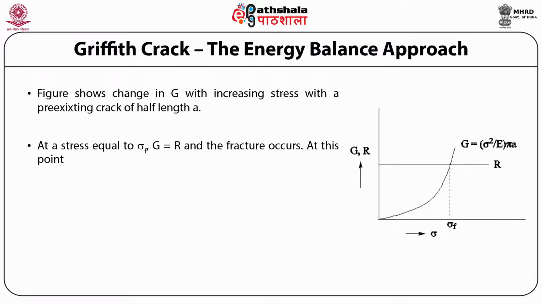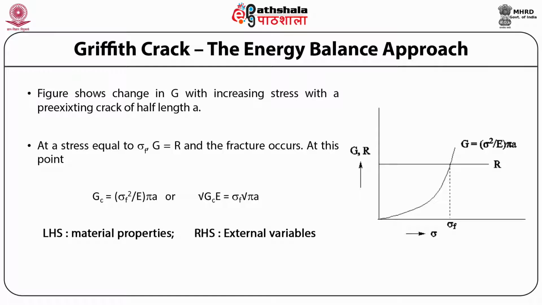So at this point, Gc equals sigma F squared by E multiplied by pi a. We can also write root of Gc multiplied by E equal to sigma F multiplied by root of pi a. So the term on the left hand side is a function of the properties of the material, while that on the right hand side depends on external variables.